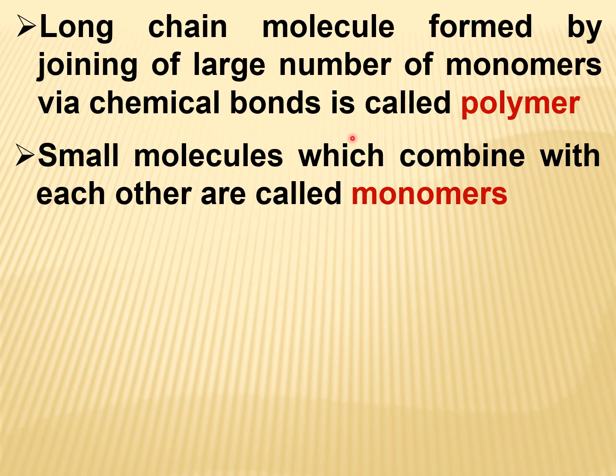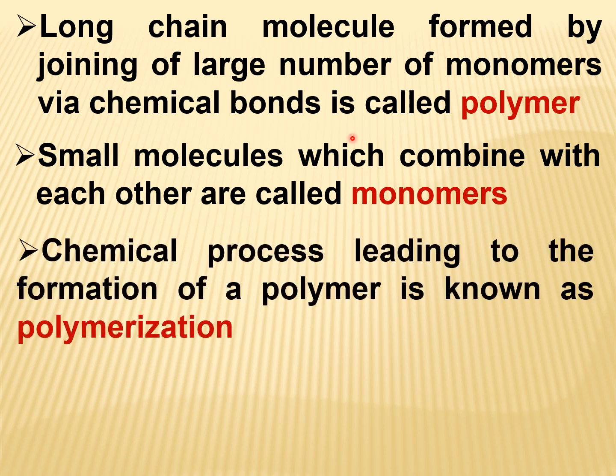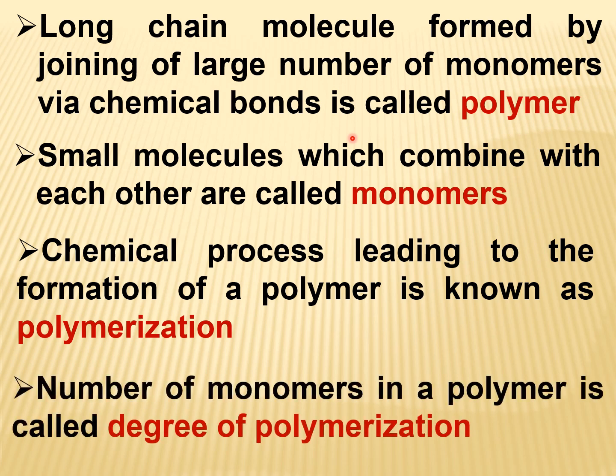The chemical reaction which leads to the formation of a polymer, that is called polymerization. And the number of monomer units in a polymer, that is called degree of polymerization. So these are four important definitions which you should always remember when you are discussing polymers.